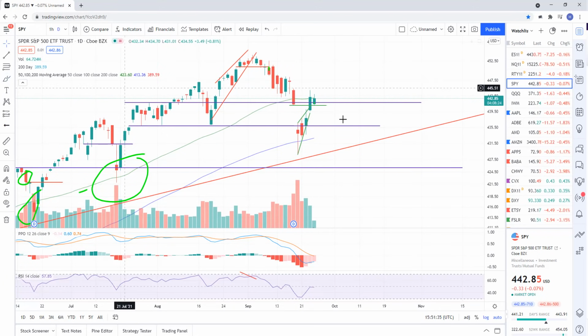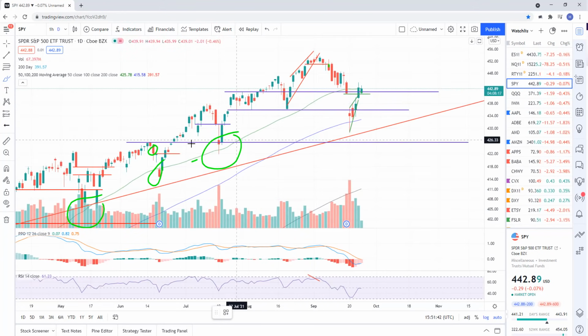Looking for the next leg lower, at a minimum down to 429.44. But I also have this level right here, sitting at about 425.62. That was former resistance and then it was support there. So I think that might be the target right there, 425.44. We'll circle that one out right there.